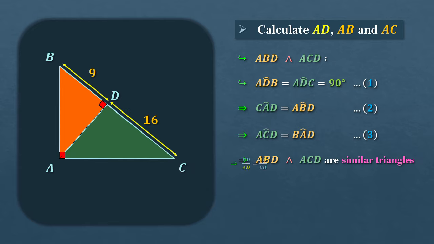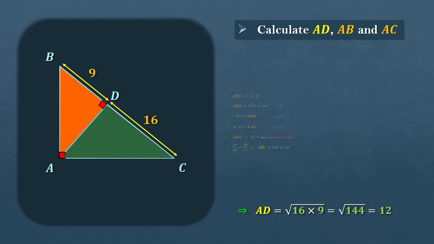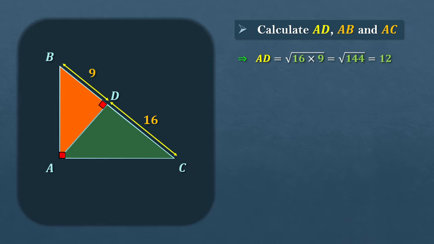This allows us to write the ratio. The length BD divided by the length AD is equal to the length AD divided by the length CD. This implies that the square of the length AD is equal to the product of the lengths BD and CD. By substitution, we obtain AD equals the square root of 16 multiplied by 9, which equals the square root of 144, so AD is equal to 12 units.